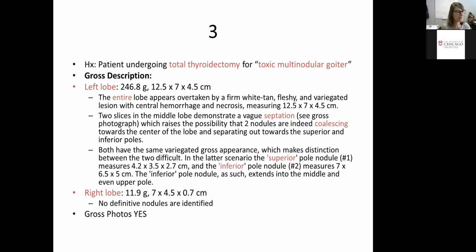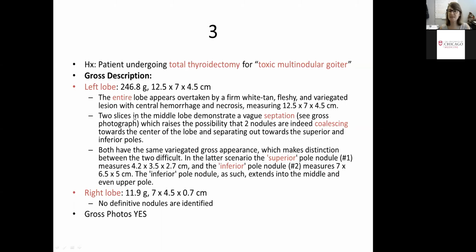Not really. So what do they say about the left lobe? It's 12 centimeters. The entire lobe is overtaken by a firm, fleshy, variegated lesion with central hemorrhage and necrosis. Necrosis, never good, all right? Never good. That nodule measures 12.5 centimeters, essentially the entire lobe.